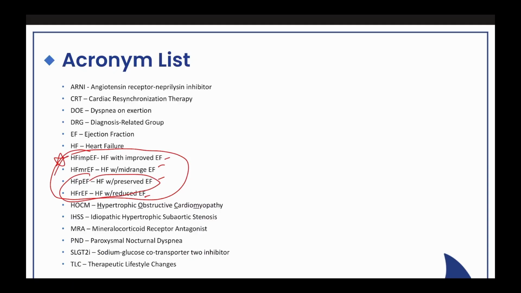HOCM we talked about, idiopathic hypertrophic subaortic stenosis. What is that really talking about? What part of the heart is getting thickened? What part of the ventricle? The septum. This is septal hypertrophy. This is dealing with the septum.